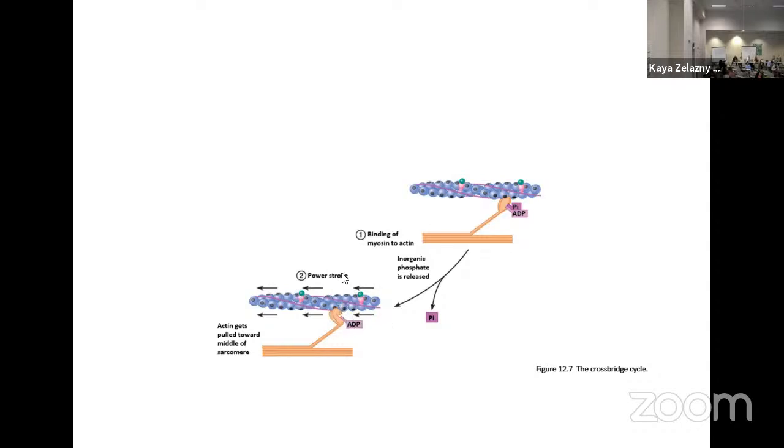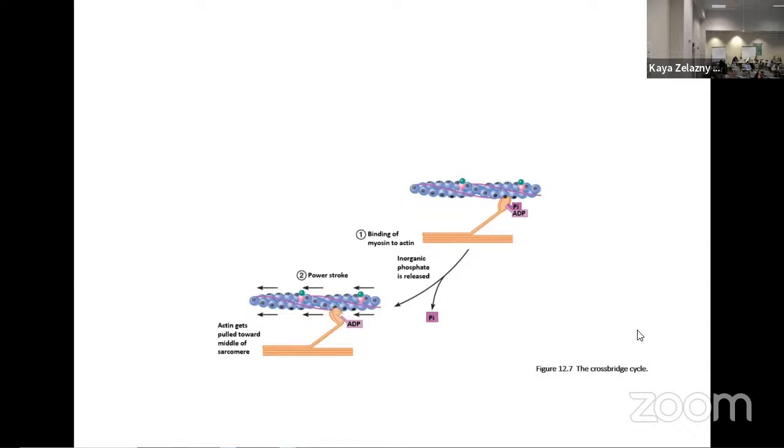So we can see at this point, when we have the power stroke, we've got just ADP in that ATPase site on the myosin head. We're still bound to the actin, but we've created this angle, right? We've gone from this sort of straighter position, right? And we've flicked forward, creating that power stroke, propelling the actin.